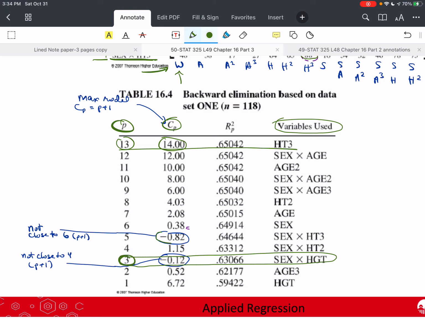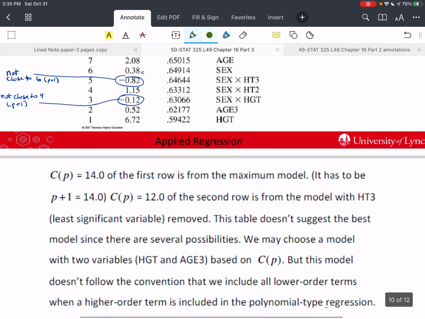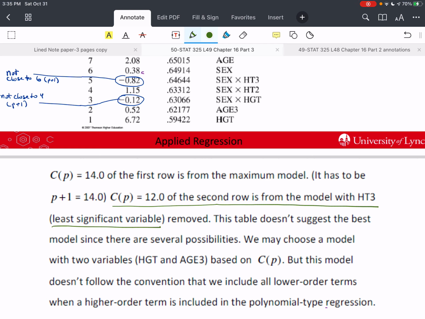And again, negative 0.82 is not very close to 6, P plus 1 there. Okay, so those are not very good models looking at our Cp here. And so let's see what the book says. They say we've got 14 in the first row, and Cp of 12 in the second row is from the model with height cubed. And so this is the least significant variable. So height cubed is removed.